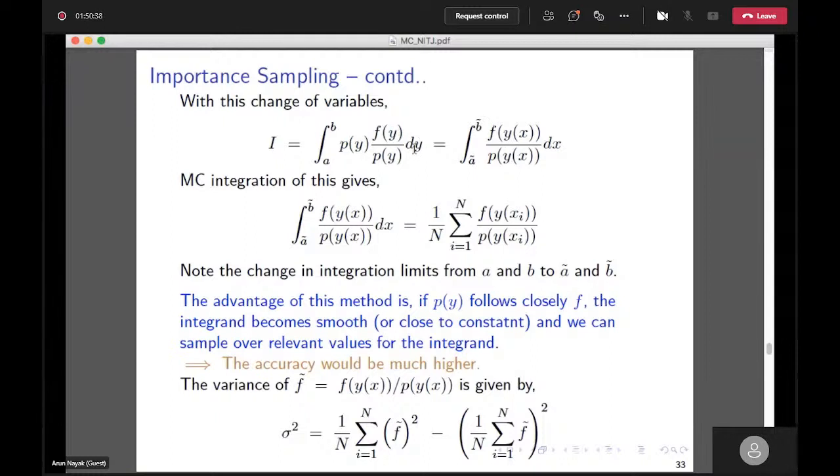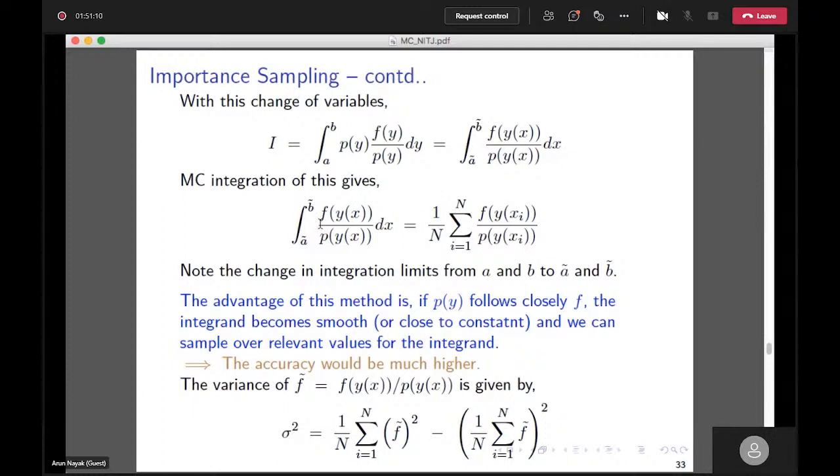Then this integration will become, instead of y, integration over x, while y depends on x. So for each x, we can get the value of y, right? And the integration range changes because now it is for the x, not for the y. For the corresponding integration limits for the y, we'll find the integration limits for the x. Then this MC integration will become an average, the way we did earlier.